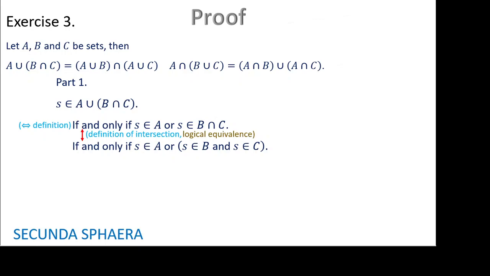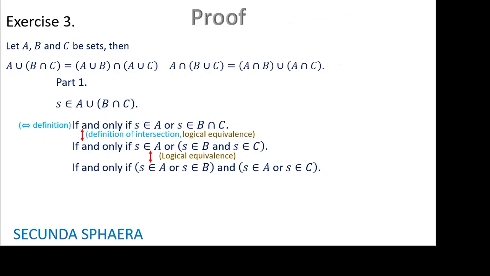And now we are going to use the logical equivalence of distribution of OR over AND. This is kind of advanced stuff, but nothing too strange. So, okay, distribution, like the product over a sum. So if and only if S is in A or S is in B, and S in A or S in C. And again, we are going to want to replace those parentheses by unions. So technically, we just drag on the definition of union and logical equivalences.